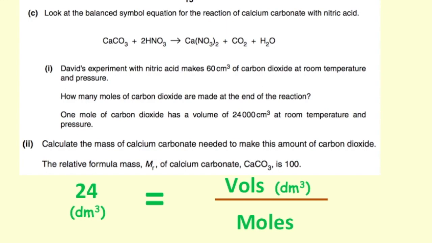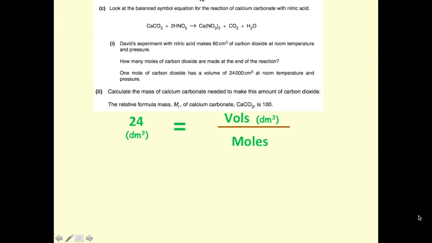So what we need to do, first of all, is just rearrange the equation. 24 equals vols over moles, and rearrange that into moles equals the volume in dm cubed divided by 24. And I like doing it this way because we've got to take the 60 then and just divide it by 1,000, which is what you always have to do in the titration question. So it keeps things fairly standard. But of course you could just do 60 divided by 24,000. That would give you the exact same result.